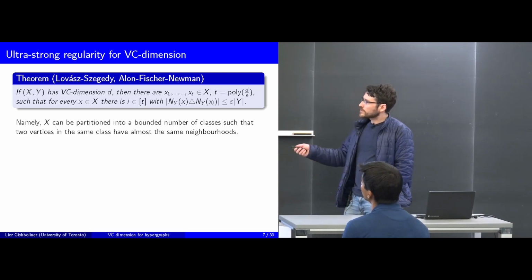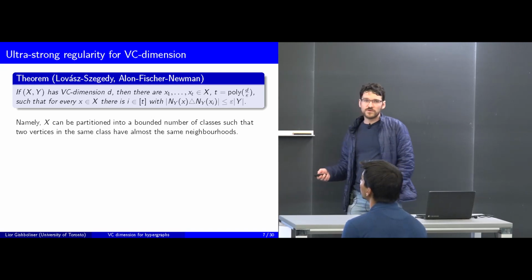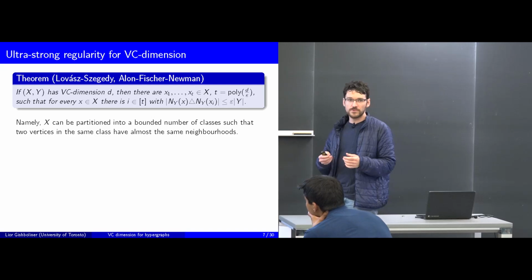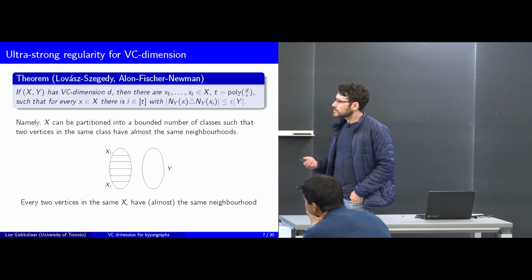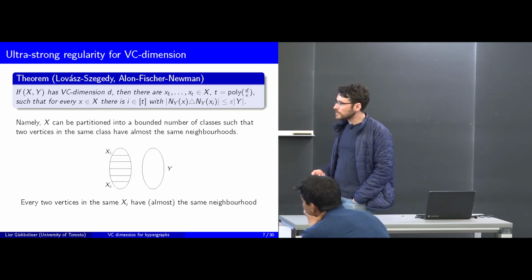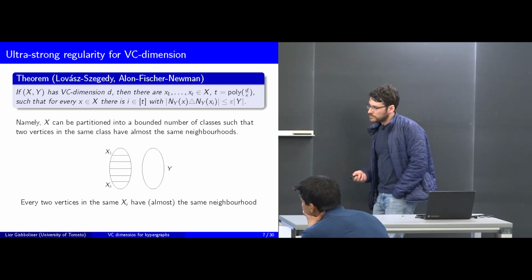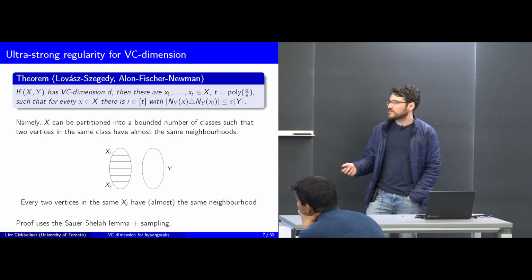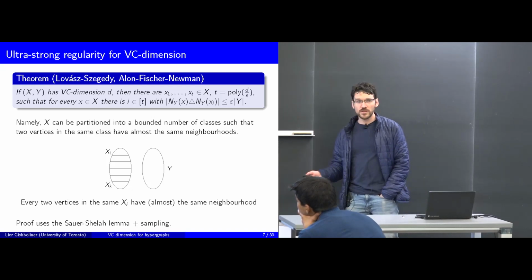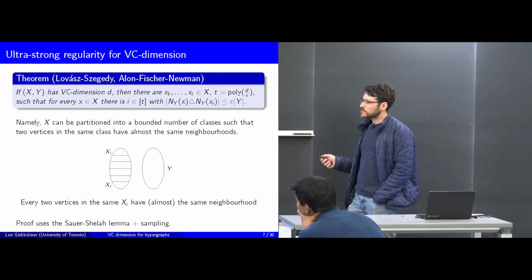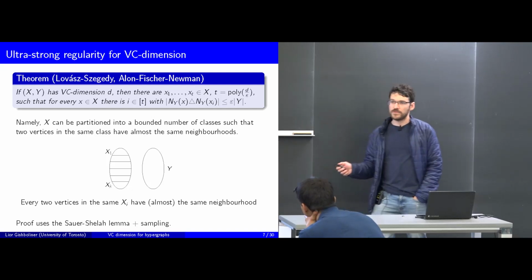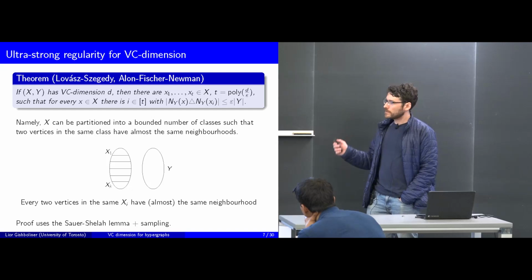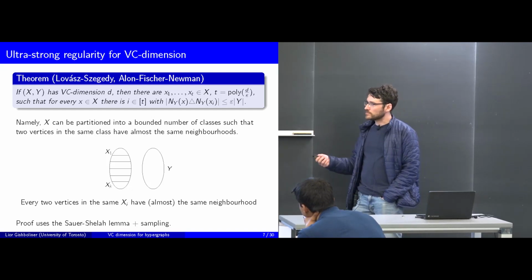So in other words, we can partition X into a bounded number of classes, and in each class, every two vertices have roughly the same neighborhood. So here's the picture. The proof of this is not difficult, so I'll not go into it, but essentially it follows from something called the Sauer-Shelah lemma plus sampling. The Sauer-Shelah lemma is maybe the most fundamental result about VC dimension, and you can combine it with a sampling argument to get this.